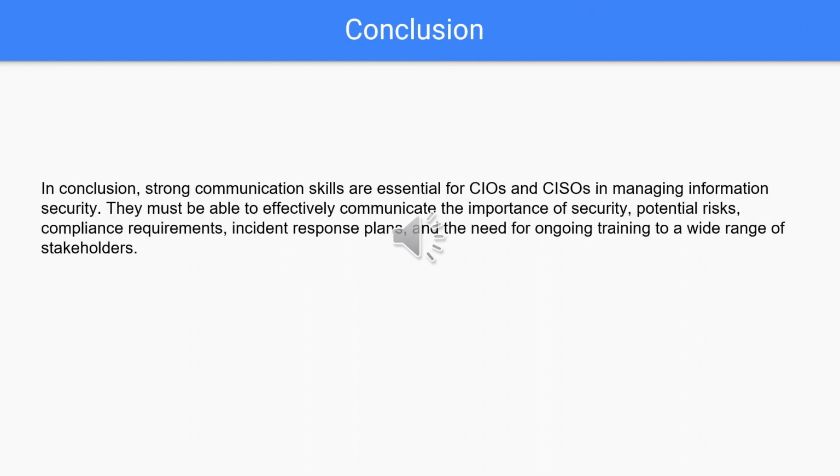So in conclusion, I would say while technical expertise is a crucial aspect of the roles of the CIO or the CISOs, effective communication skills are equally very important in that role. They enable these officers to bridge the gap between technical and non-technical stakeholders, influence decision making, lead teams, manage crises, and promote a culture of security.